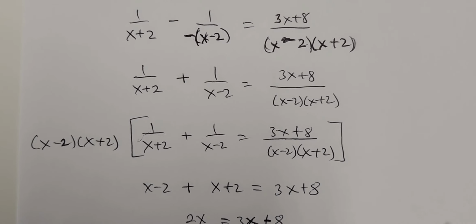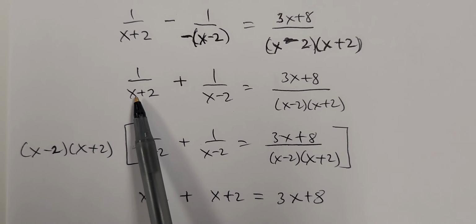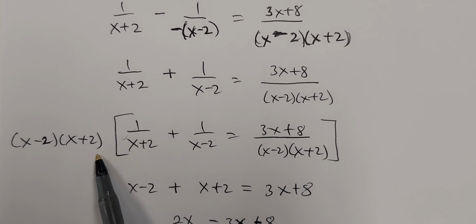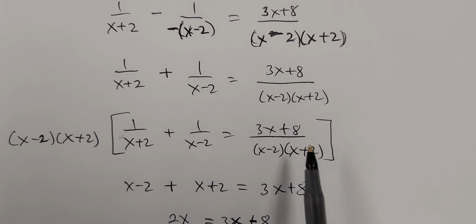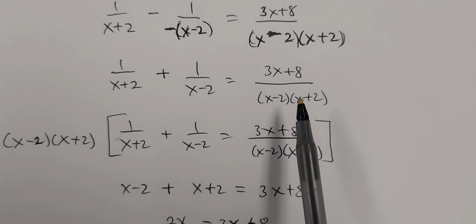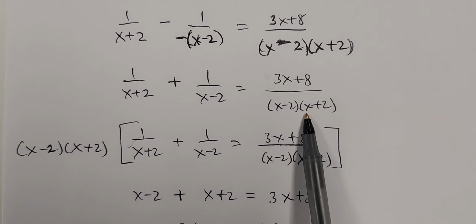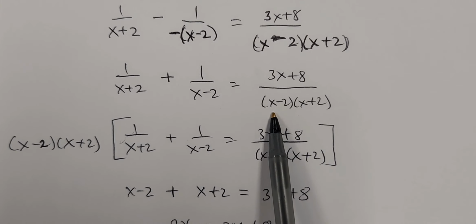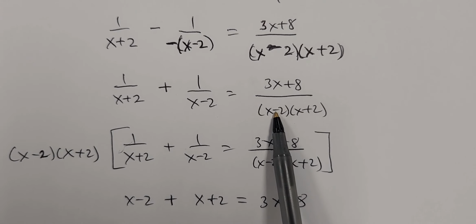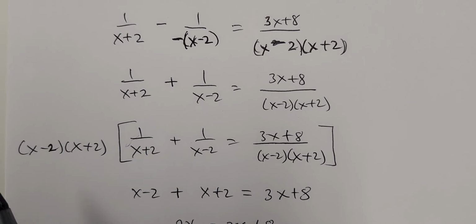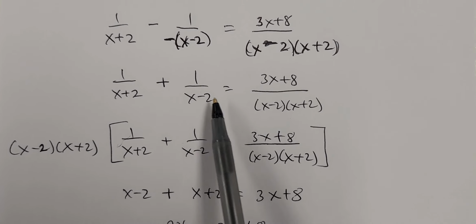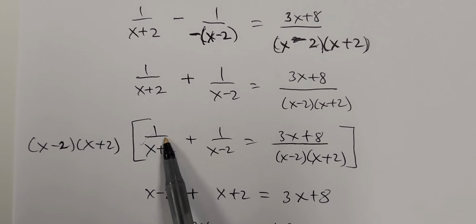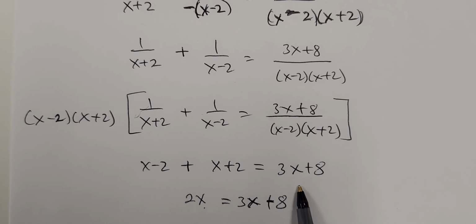Next, I know all of my denominators, so I just use the denominators and multiply so that all of these denominators go away. Here I have x plus 2, and I also have x plus 2, and since they are repeated, write it one time outside. X minus 2, I have another x minus 2. Because they are repeated, I just write it one time outside. Then multiply to each of these fractions, and the denominators go away.